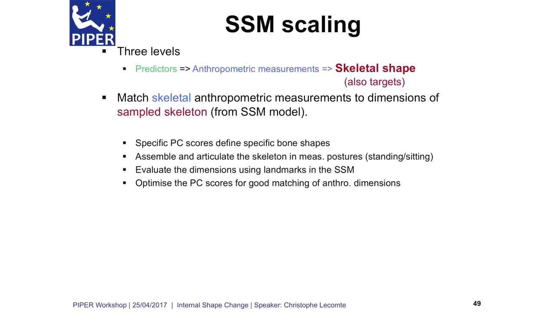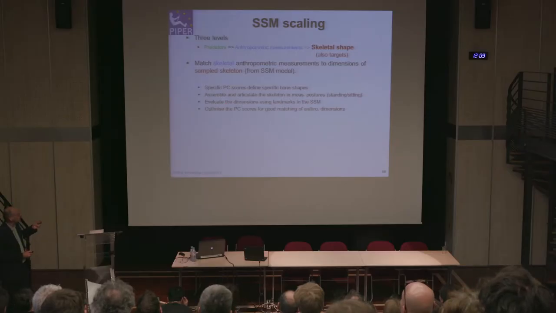And so for PC scores, we get a skeleton. We can put the skeleton in a given posture, and then we can evaluate the anthropometric measurements. We have some target measurements that we get from the anthropometric measurement, just the ones that correspond mostly to the dimension of the skeleton. And then we iterate to find the PC score, so the actual skeleton among the samples, that matches as best as possible the anthropometric dimensions we want to match.